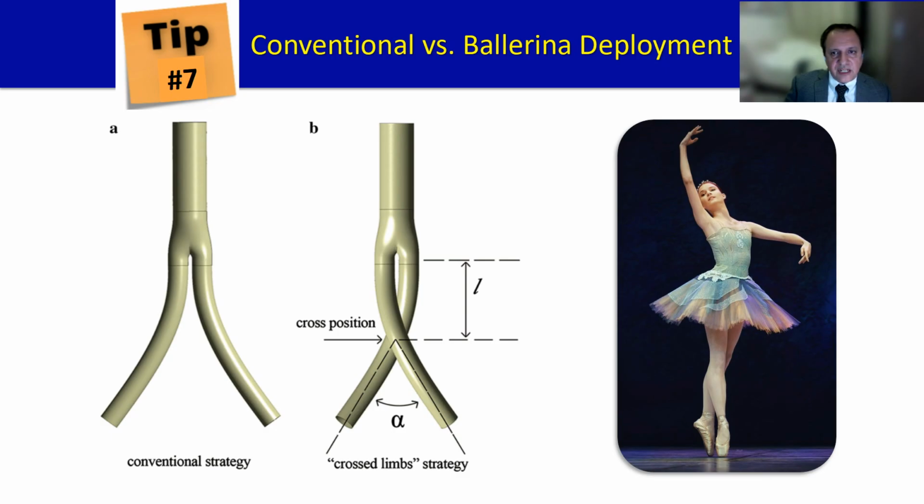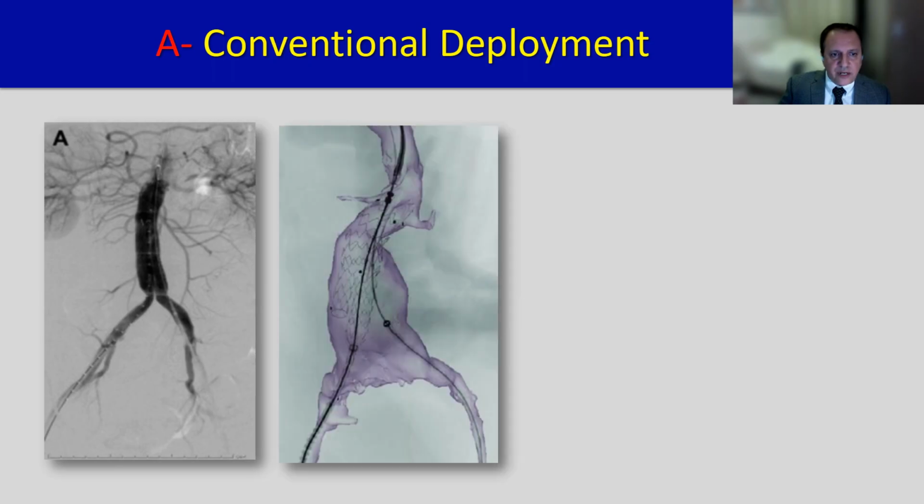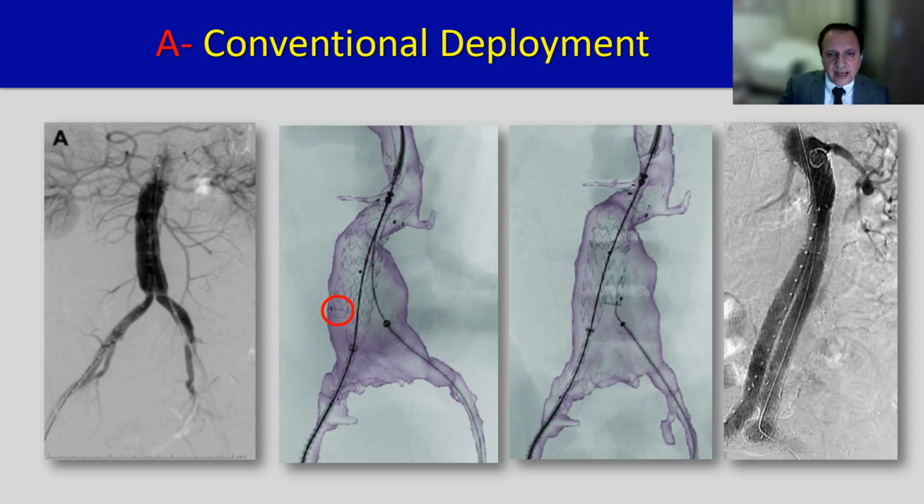Conventional versus ballerina, how do you decide that? During the procedure, you look at your wires. If both wires are parallel like that, and you deploy it in the ballerina, then it becomes very difficult for you to cannulate. But if you deploy it in the standard, it becomes very easy to cannulate, and you end with an excellent outcome.